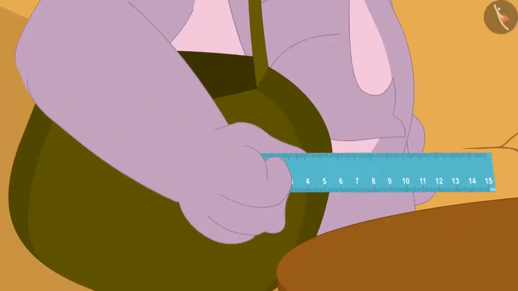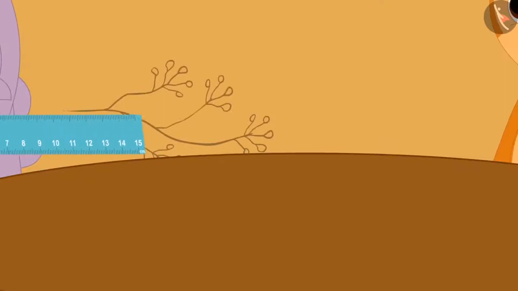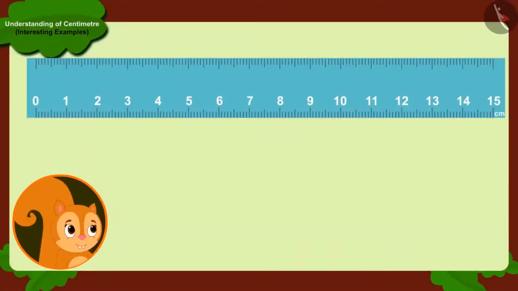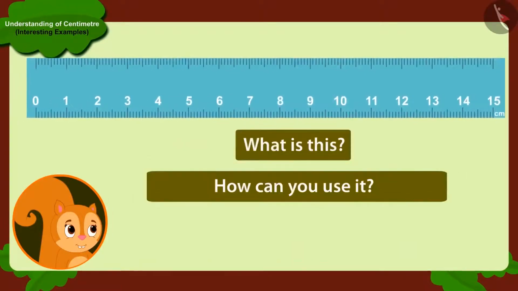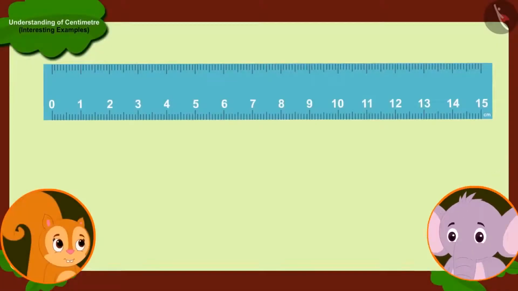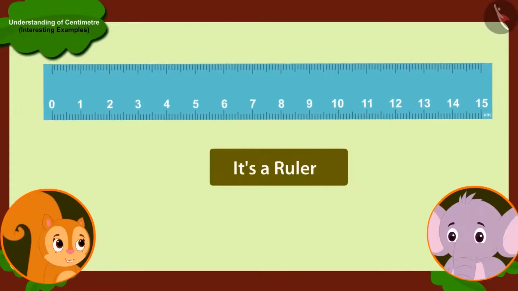Appu took out a plastic strip like this from his bag and placed it on the table in front of Chanda. Chanda asks him, What is this plastic strip? And how can I use it to measure the length of objects in centimeters? Appu starts telling Chanda, This is a ruler.